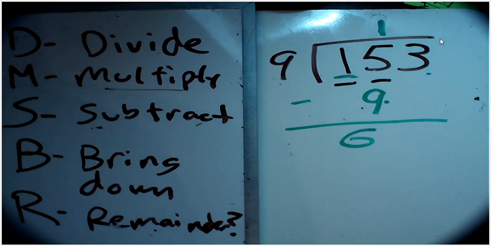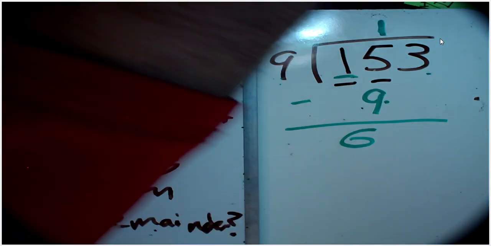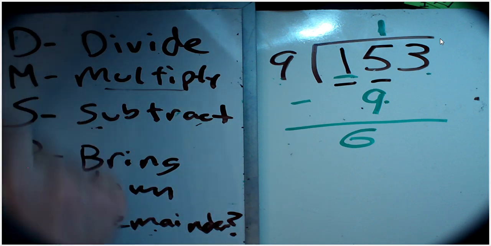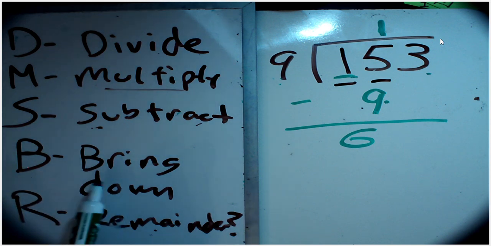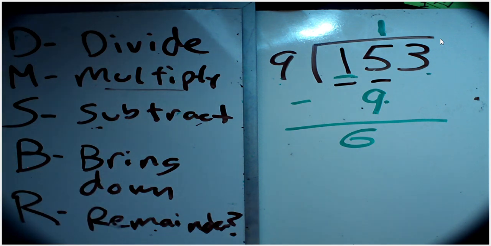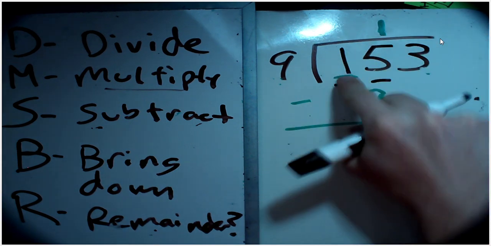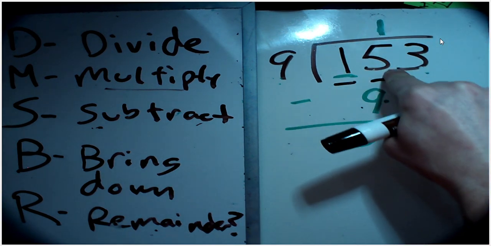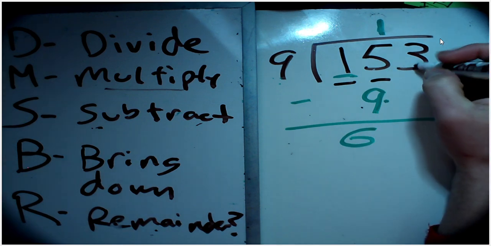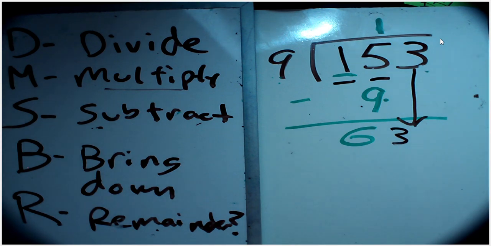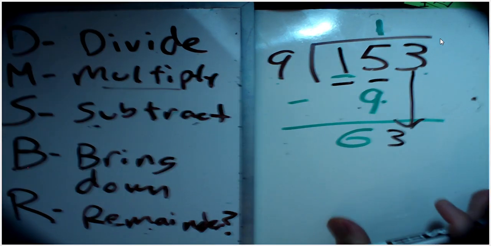We finished step 3, subtraction. Step 4 is to bring down what is left over. So if I look at what's left over, it's this 3. We've already used this 1 and this 5 for 15. Let's bring down the 3. So we're going to bring that 3 all the way down past that subtraction line. And we have 63.